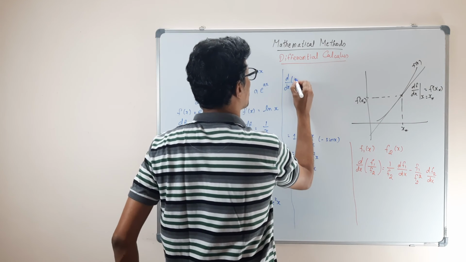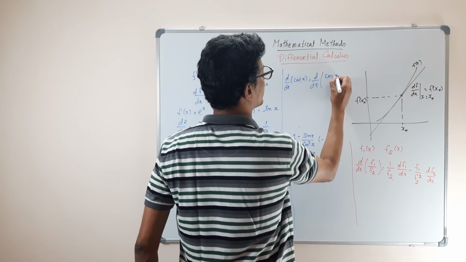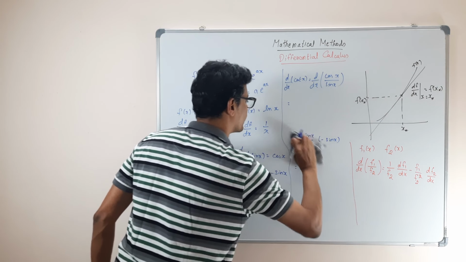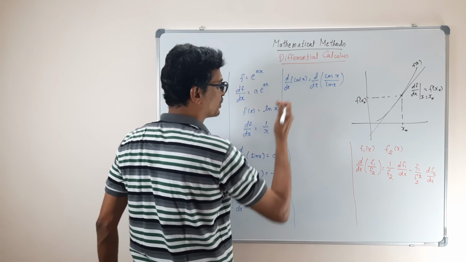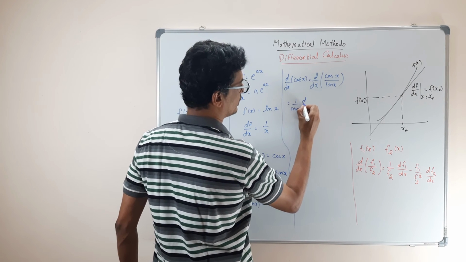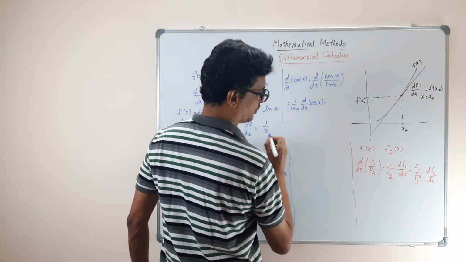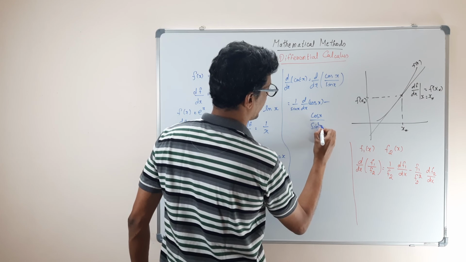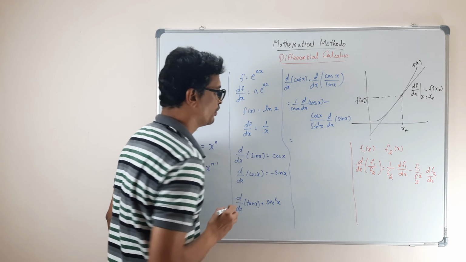So what will be d by dx of cot x? Tell me. d by dx of cos x by sin x. Now use the formula. Your f1 is now cos x and f2 is sin x, right? That's all we have, so it should not be tough. Use this formula. 1 by sin x into d by dx of cos x, minus cos x by sin square x into d by dx of sin x, right? So what will this be?